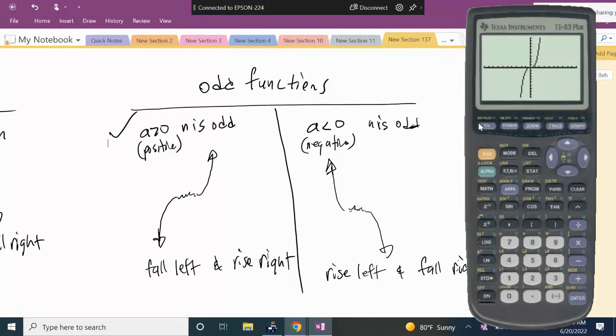Let's say if I were to put in x raised to the fifth power, it should follow that same pattern. It should fall to the left and it should rise to the right.